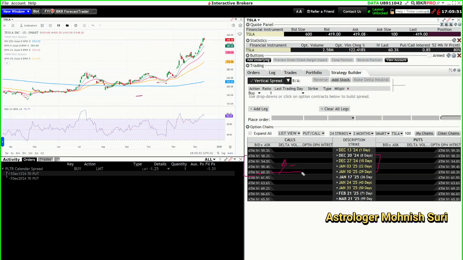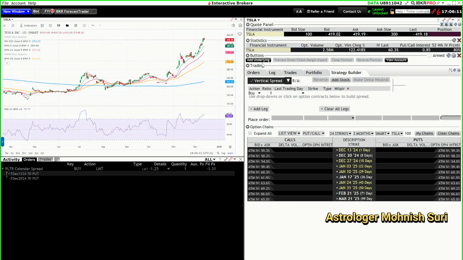So here we see 60% implied volatility on January 10, 59 is January 3rd, 54 is January 7th. So we will pick something which is 59.4%. Above 50% implied volatility, you get more premiums. And that's the whole point of selling options, because you want to pocket the premium.